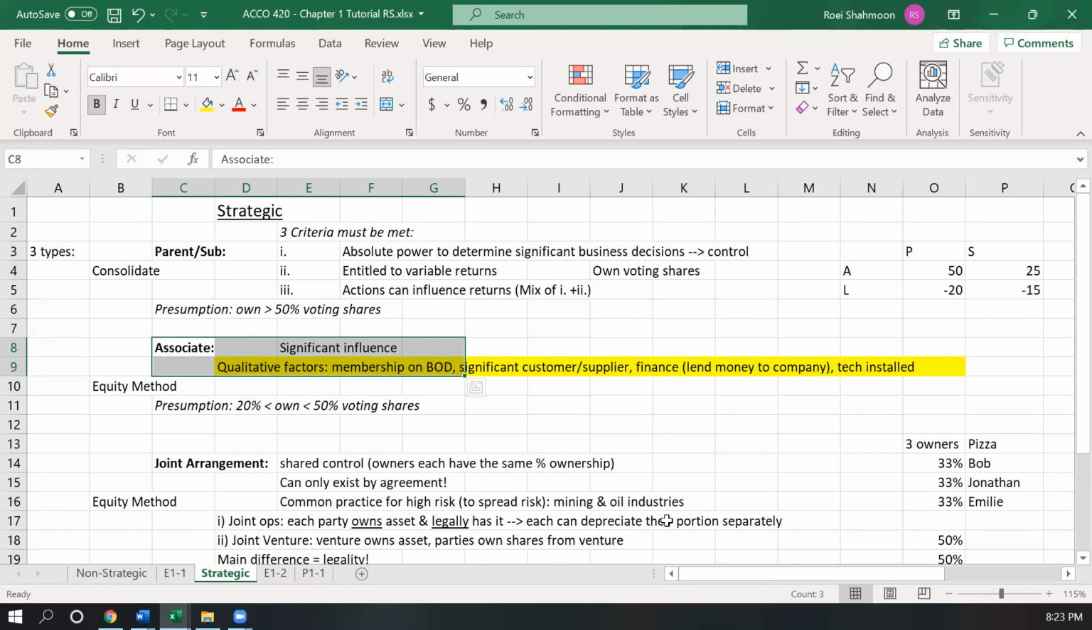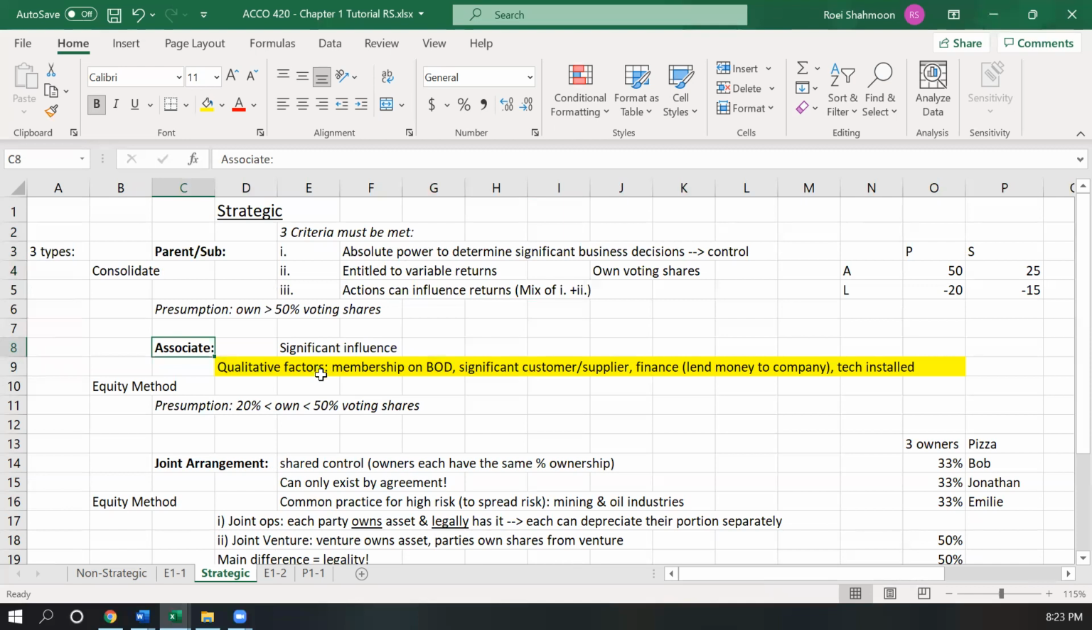The king or queen there. So that's what the whole concept of an associate is. You have that significant influence. You can move this big guy over here. That's impressive. So the presumption for this method is that you own between 20 to 50%.